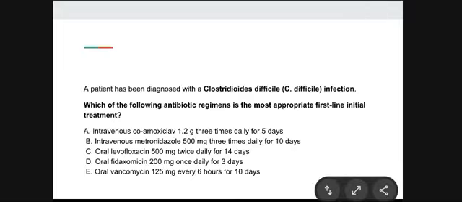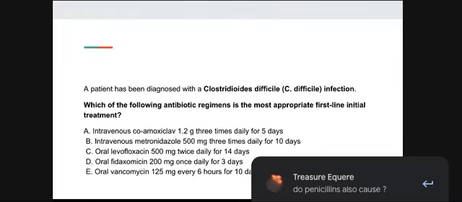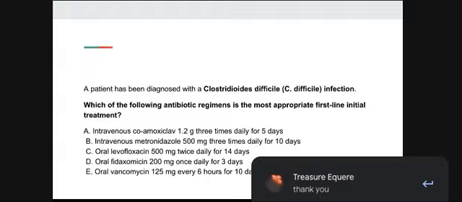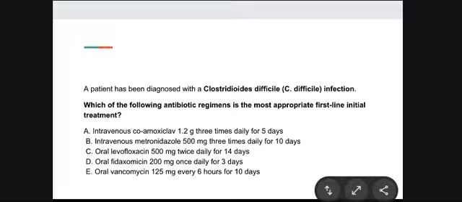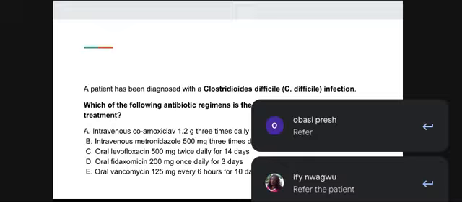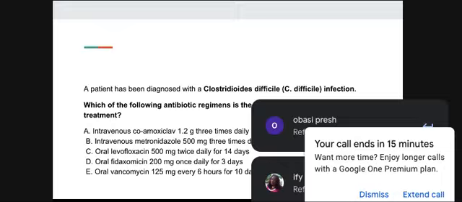difficile. So if a patient presents with diarrhea while on amoxicillin or coamoxiclav, yes, broad spectrum penicillins can also cause C. difficile infection. If a patient presents with diarrhea while on amoxicillin or coamoxiclav, would you refer the patient or would you tell them it's a normal side effect? Amoxicillin and diarrhea.